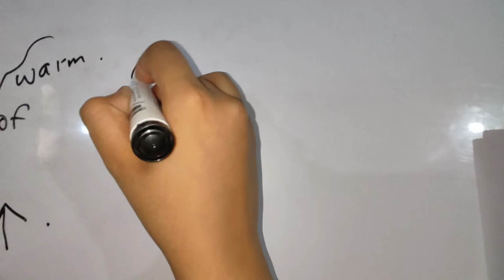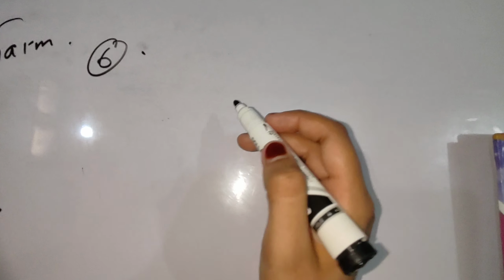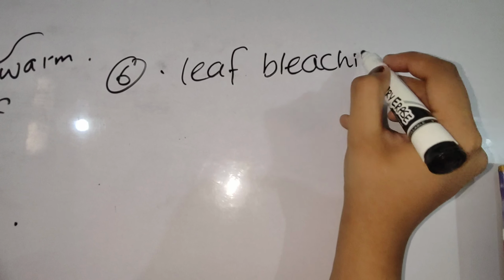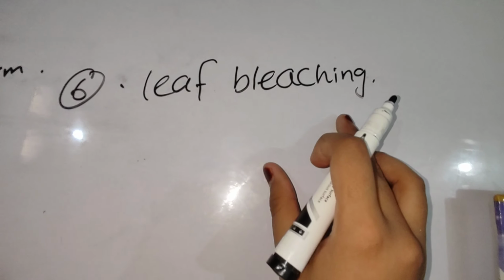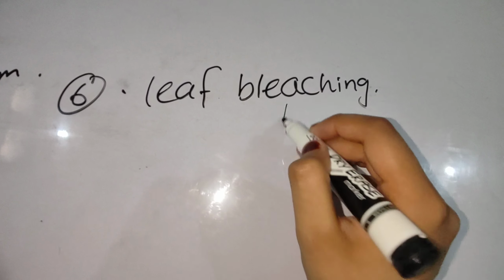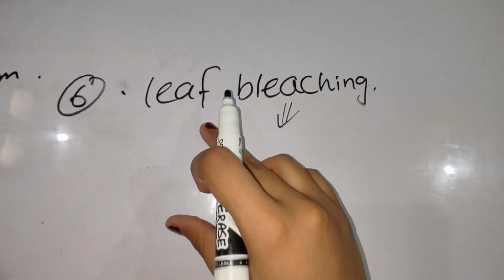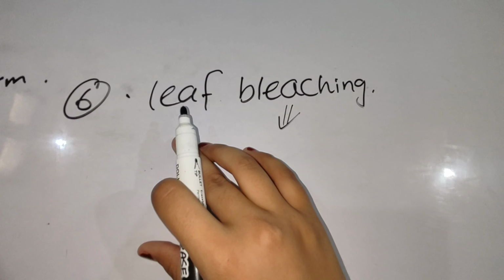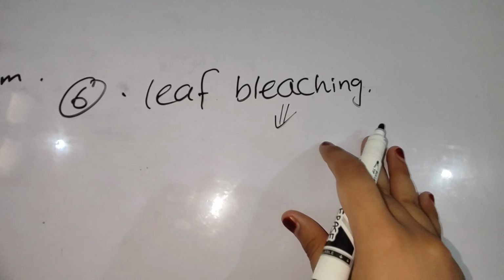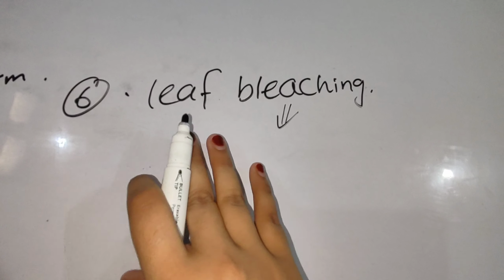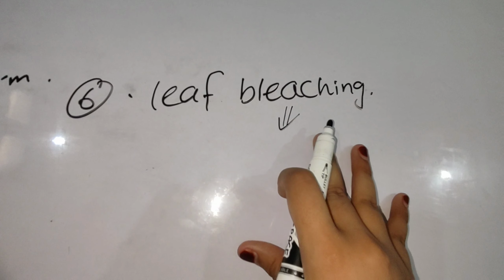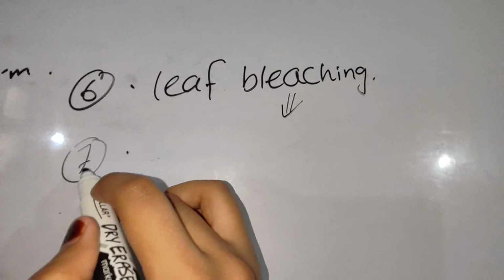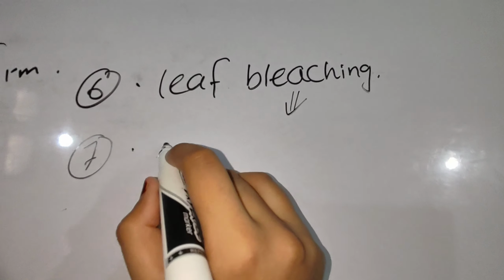The sixth important point is leaf bleaching. Now what is leaf bleaching? Bleaching is actually the loss of color, and leaf bleaching is like loss of pigments. Leaf is actually green in color, and other pigments like chlorophyll and xanthophyll are also present in the leaf. And upon high light radiation, these pigments get removed, disappear, and this leads to leaf bleaching. So it is actually the loss of pigments. The last morphological change is a reduced or delayed reproductive growth.